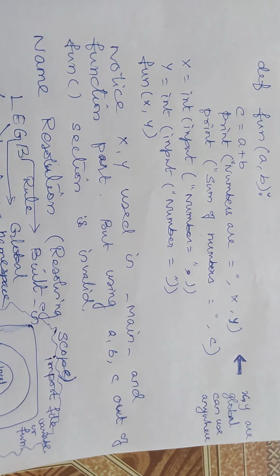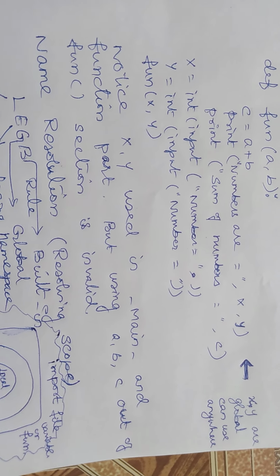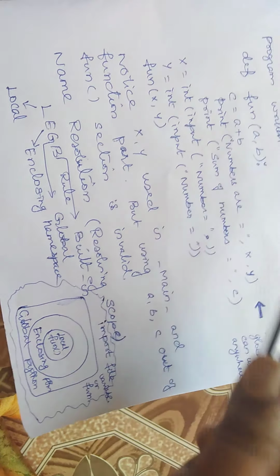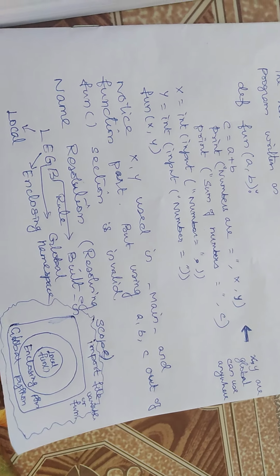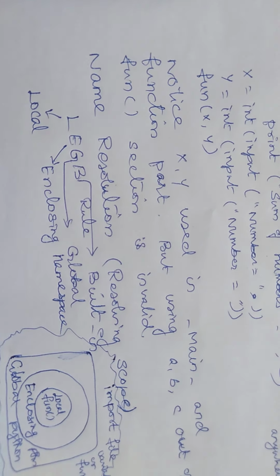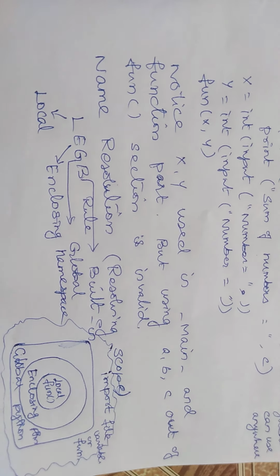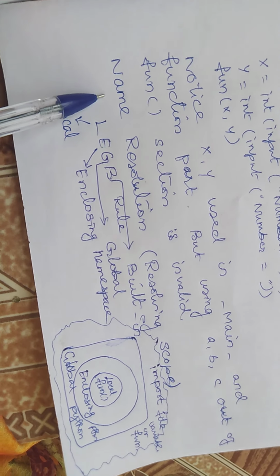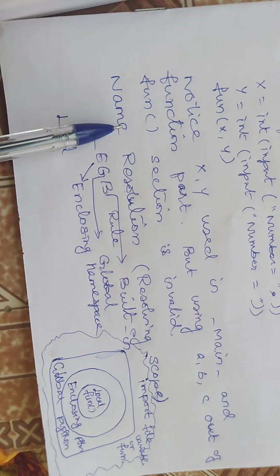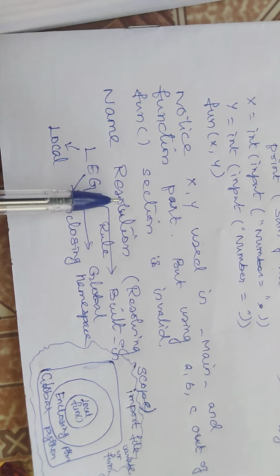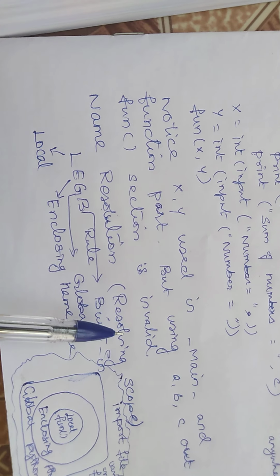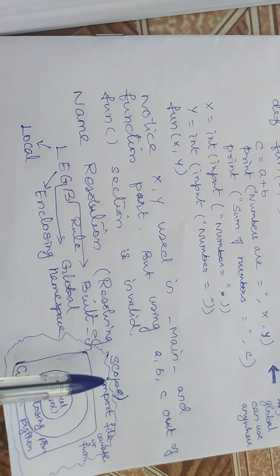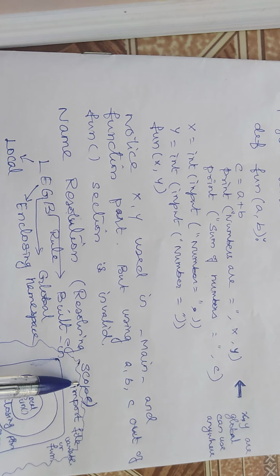Now notice x and y are in the main and function part, but ABC cannot be used outside of this function area. Now, to understand these scope values, we have one topic called name resolution. Name resolution is where the name can be used. That is, resolving the scope of a variable.